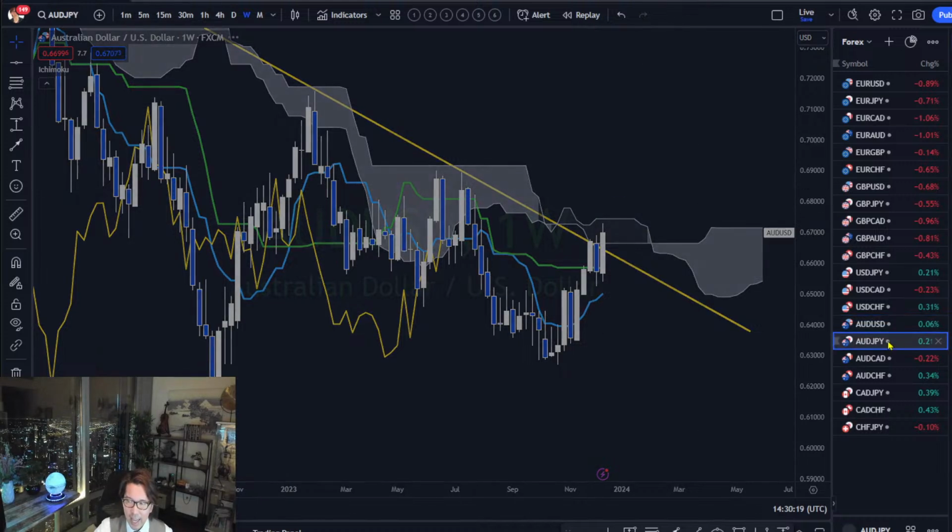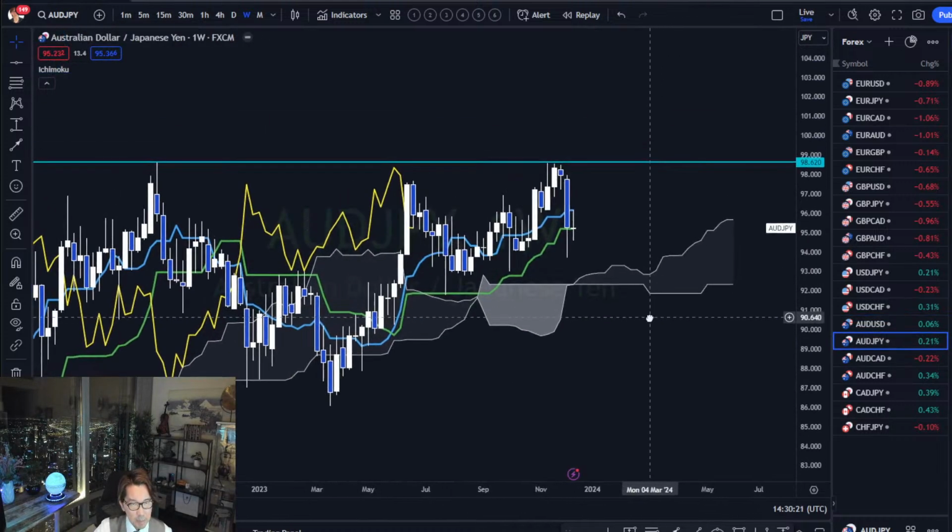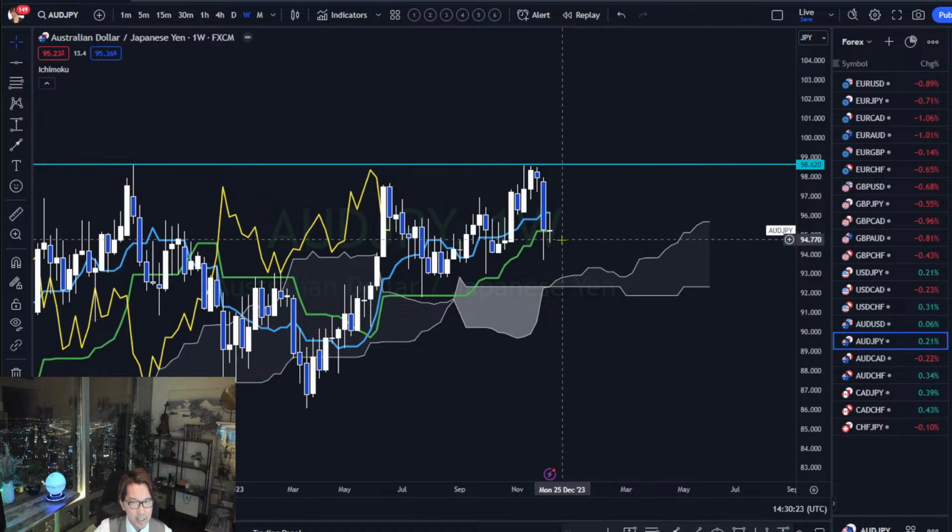Okay, next is AUD-JPY. AUD-JPY is now a consolidating range. So at a glance, I don't want to take a trade on this one. Kumo flat, Kijun Sen flat, last week was a doji, and now it's also an inside bar. This is called an inside bar. Chikou span is touching, so no trend, no trace.